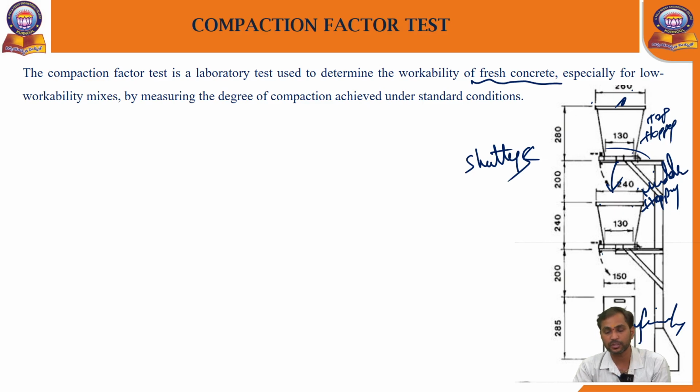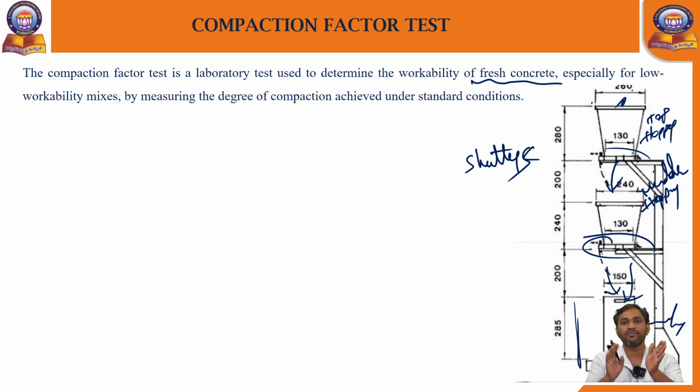Next, you open the shutter of the second hopper. What happens? The concrete present in the second hopper is easily transferred into the cylinder. What is the diameter of the cylinder? 150, it has increased. What is the height? 285, it has also changed. Some quantity falls down and the required quantity is placed in the cylinder. That is the concept for fresh concrete.